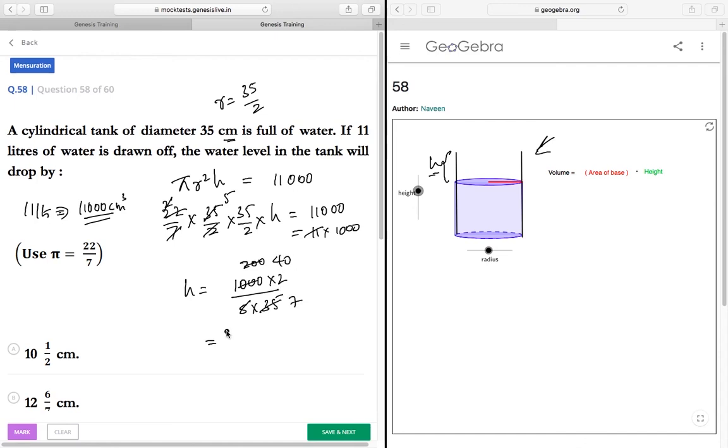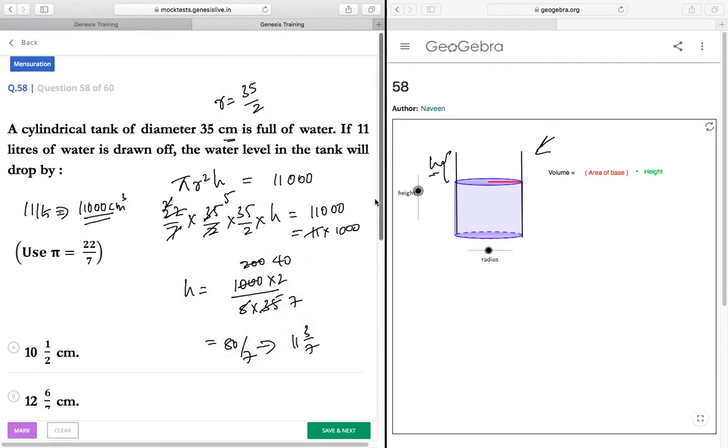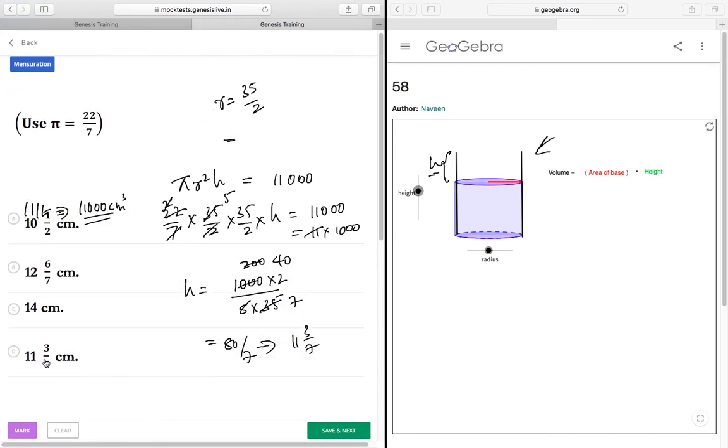40. So 40 into 2, 80 by 7. 80 by 7 is 7, 11 times is 77, 3 by 7. So 11 3 by 7 centimeter, which is option D. Great, fantastic.